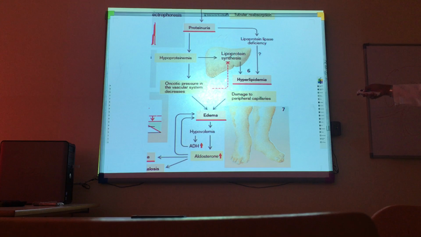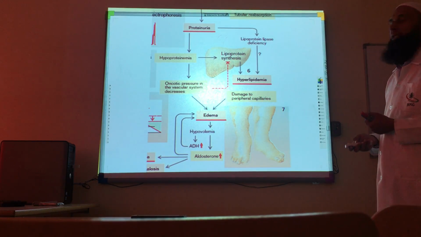But these proteins which are made will be lost again through the kidneys. And these lipids which are made go on in the intrahepatic circulation. So this will ultimately cause an increase in the lipids in the body, resulting in hyperlipidemia or hypercholesterolemia.